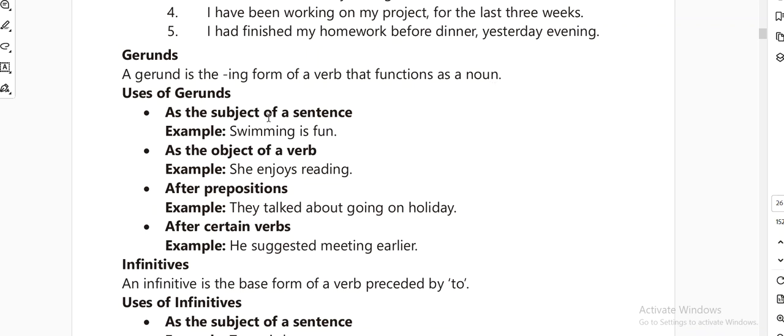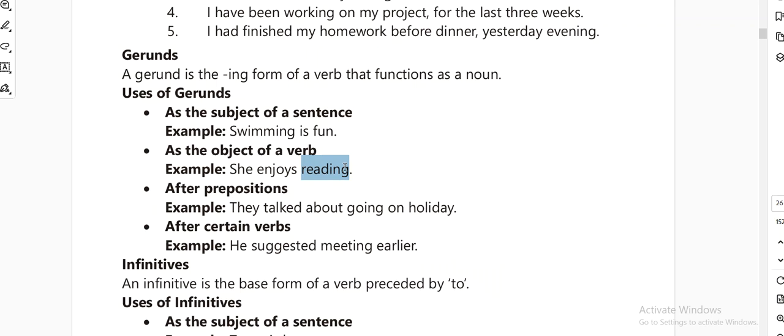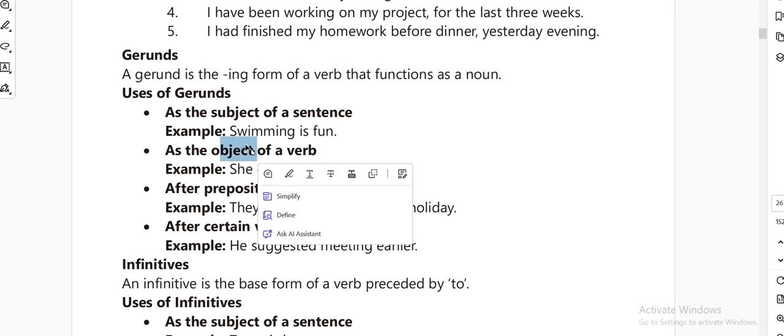Uses of gerunds. As a subject of a sentence: sometimes it is used as the subject, like in this sentence, swimming is fun. Here the gerund is used at the start as the subject of the sentence. The second use is as an object of a verb. She enjoys reading. Enjoys is our main verb, and reading here is considered a gerund, used in this sentence as the object of a verb.